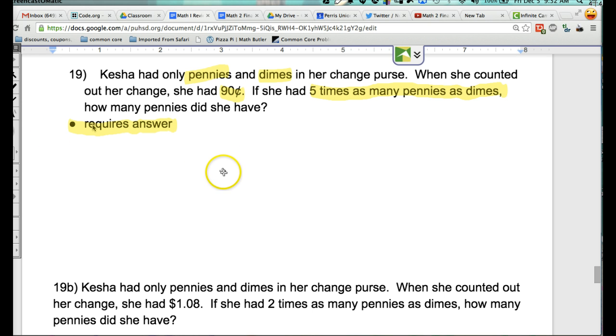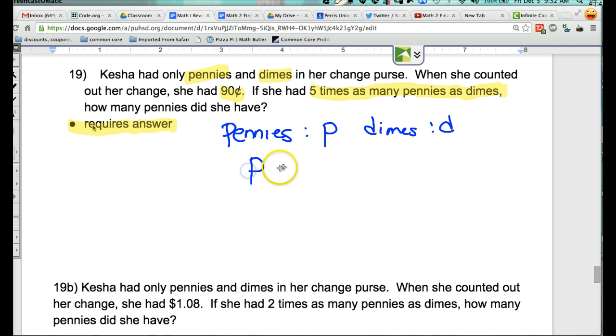The first thing we have to do is come up with an equation. Pennies are 1 cent, and dimes are 10 cents. Let's say the pennies are P, and the dimes are D. When we add the pennies, that's 1 penny each, and the dimes are 10 cents each, so 10 times however many dimes. And then we had 90 cents, so I'm going to put 90 cents.